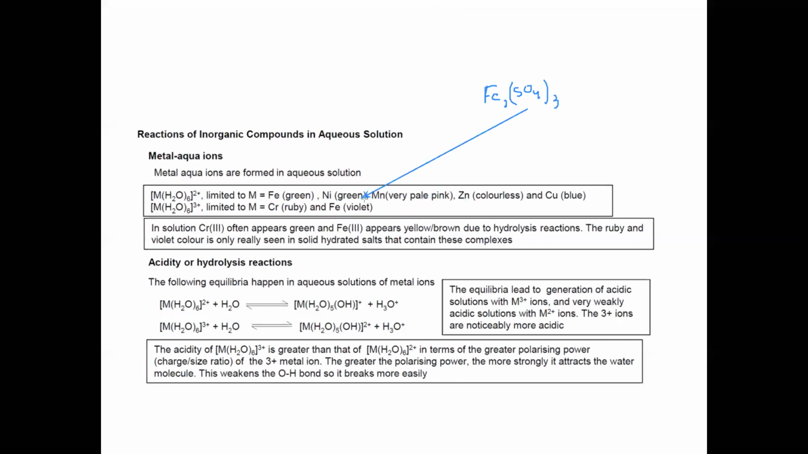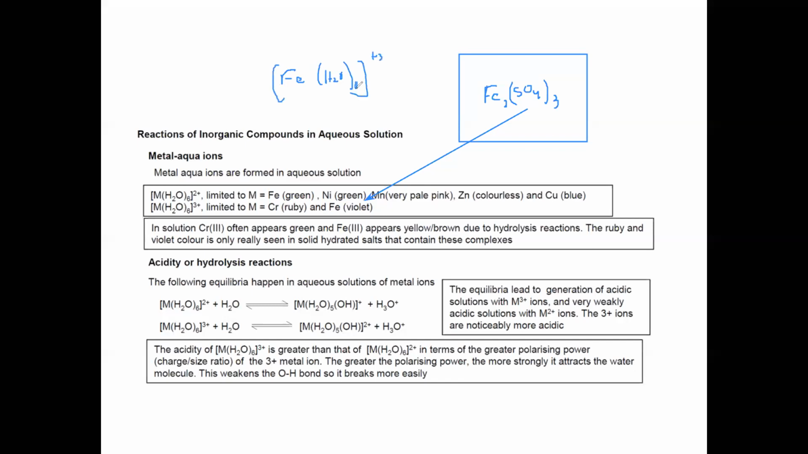It will appear to be violet in color. But when we add in water and dissolve, iron is separated and sulfate is separated. So what should be the color if iron 3 is there? When water molecules surround it and make a complex or metal aqua ion, its color should remain violet.